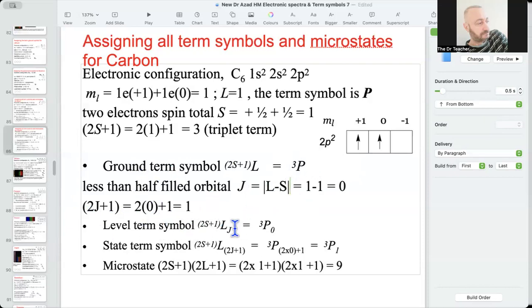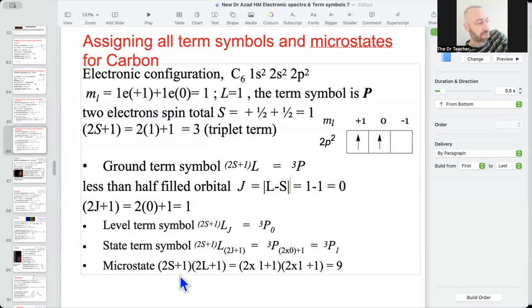The level term symbol will be with J, which is P. J will be 0: P3, 0. And the state term symbol, 2J plus 1, you just replace J by 0, so it will be 1. So the state term symbol will be P3, 1.